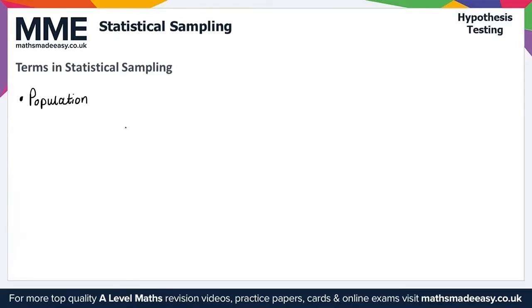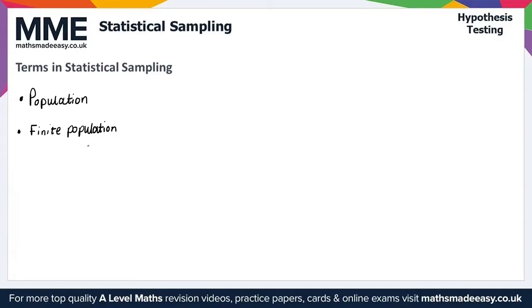I'm going to write each term as we go along. I'd recommend writing these terms down and making sure to take note of the definition. Just to remind you, the population is the group of people or things that you wish to find out about. The next term is a finite population, which is just a population where you can count how many members there are.